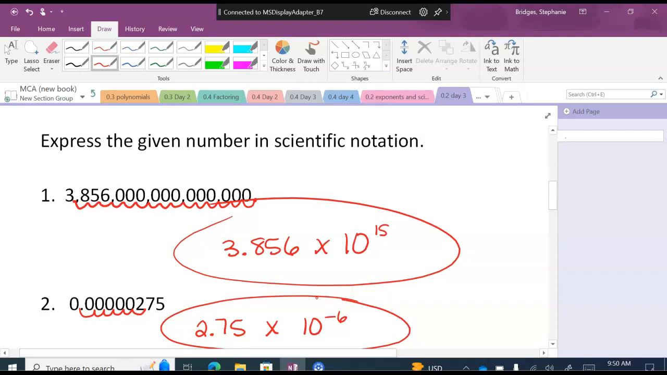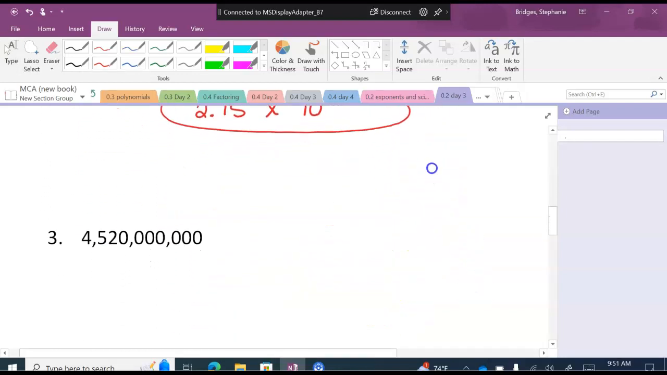Do not count the 0 in front of the decimal. You just count how many times you move the decimal. Does that make sense? Everybody knows how to do this, hopefully? Kind of, somewhat, sort of. All right, try these two then.